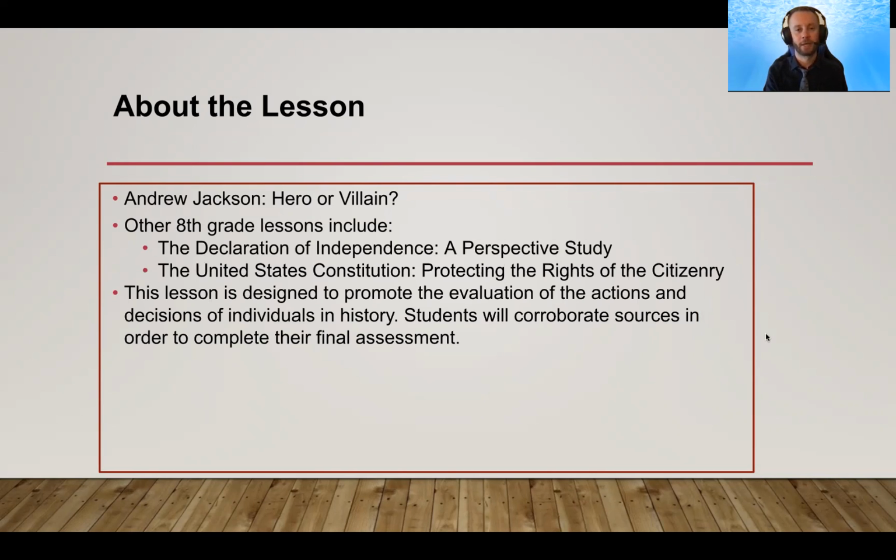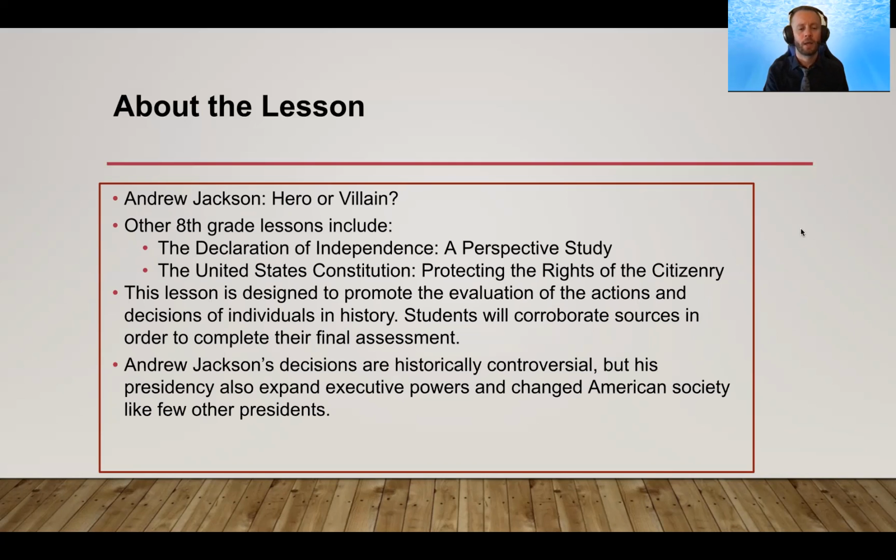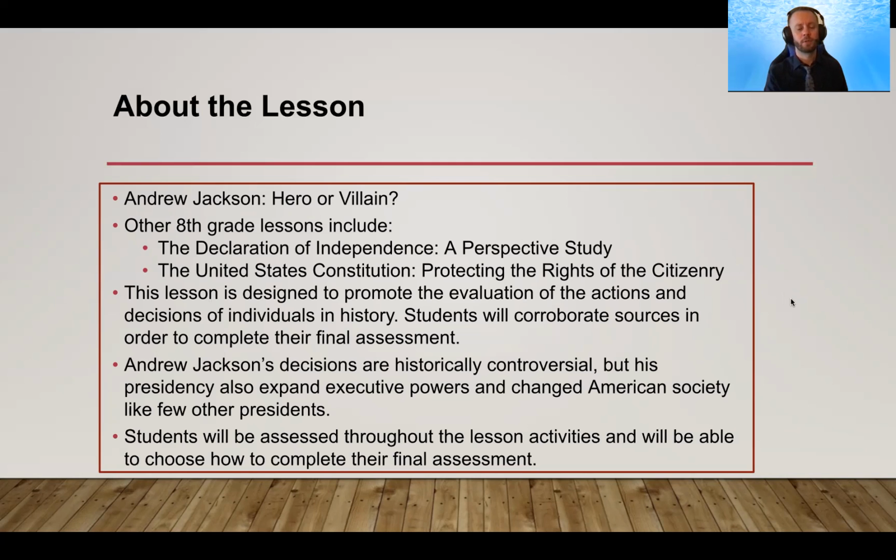This particular lesson on Andrew Jackson is meant to promote the evaluation of the actions and decisions that individuals have made in history. Students are also required to corroborate sources and come to conclusions based on the information that they have. As we know, Andrew Jackson's decisions are historically controversial, but he also expanded the executive powers and changed American society like few other presidents. Students will be assessed throughout the lesson activities, but they will also participate in a choice board final assessment.